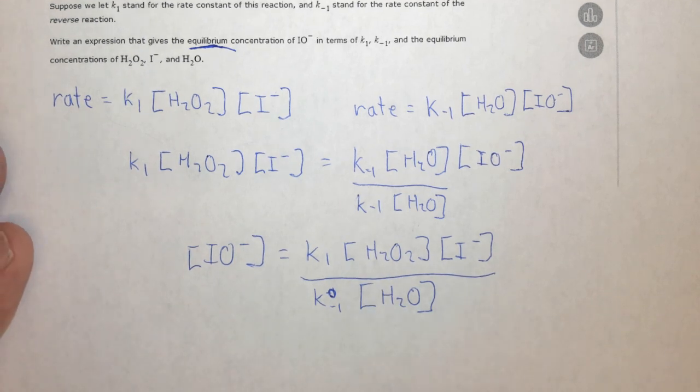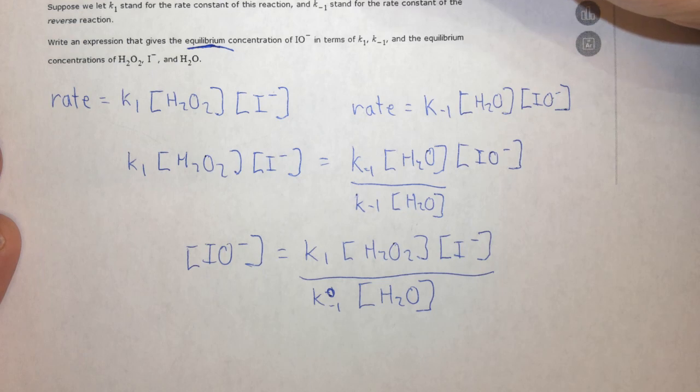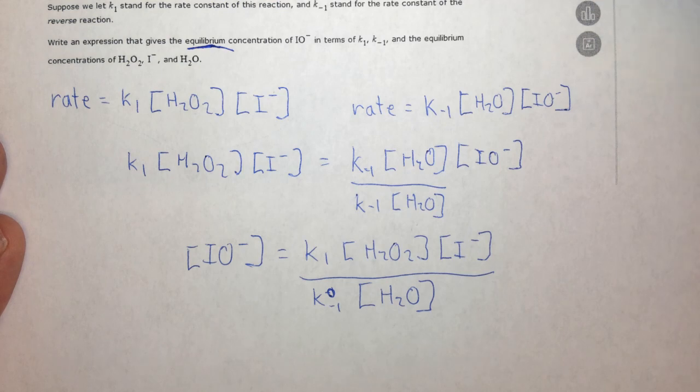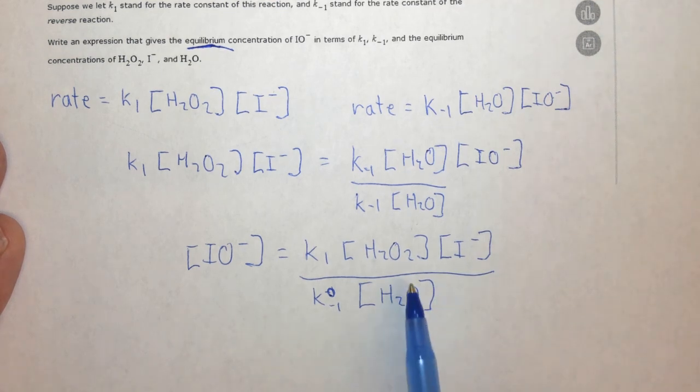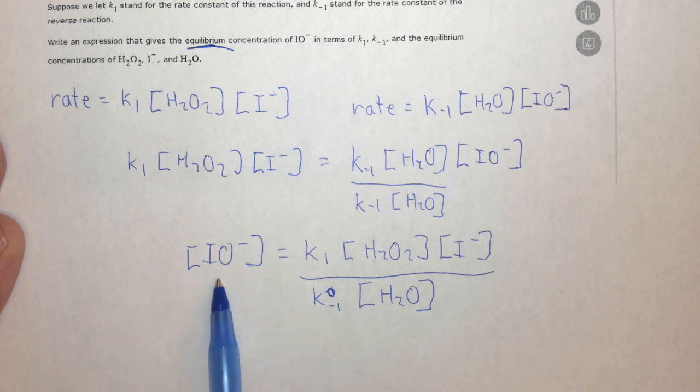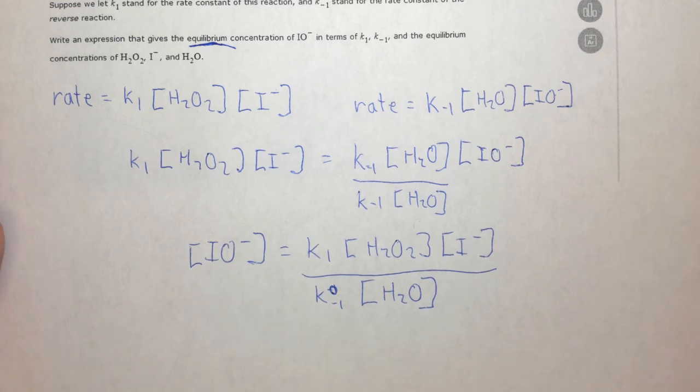One important thing to note is that if you're actually writing the equilibrium constant, which we will do in later chapters, you would probably ignore H2O because it's a liquid. One way to think about this is that the concentration of a liquid is essentially a constant, and therefore it's not included in the equilibrium constant expression. Note that this is not written as an equilibrium constant expression. It's written in terms of the concentration of IO minus, but it could be changed into one, which you will see later on in the course.